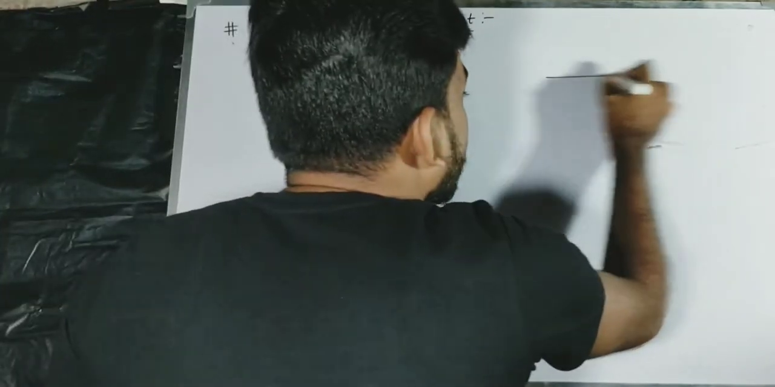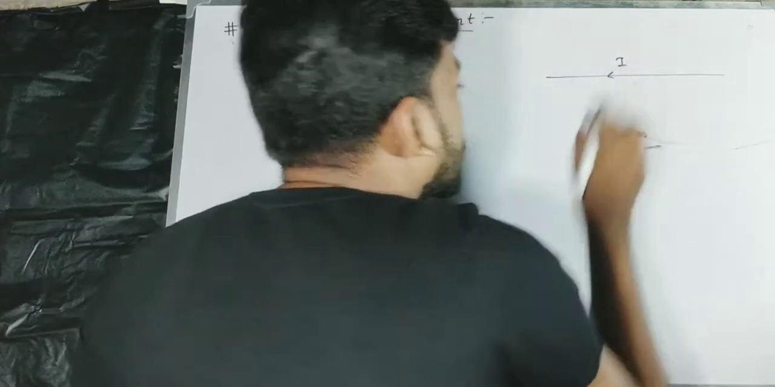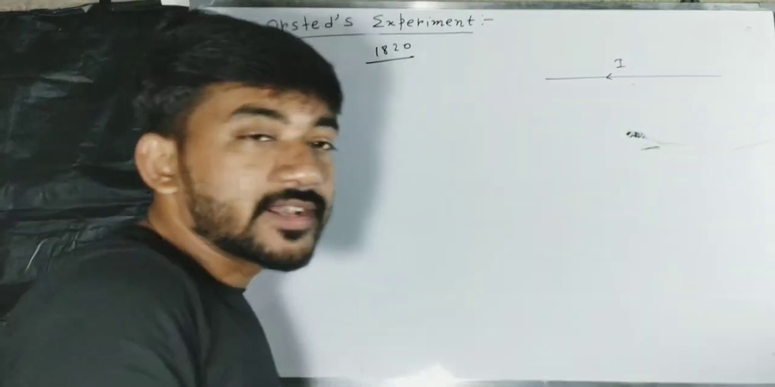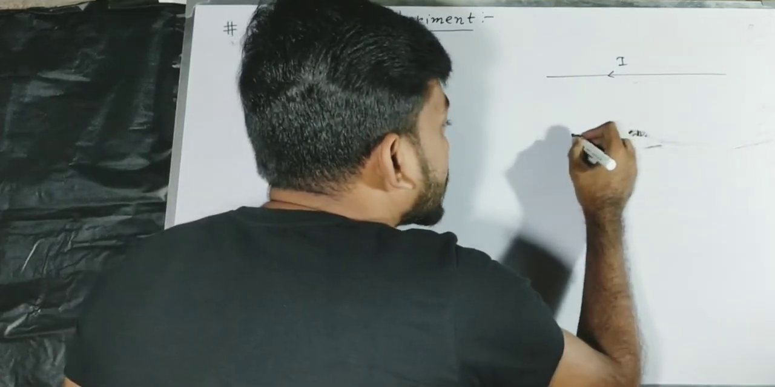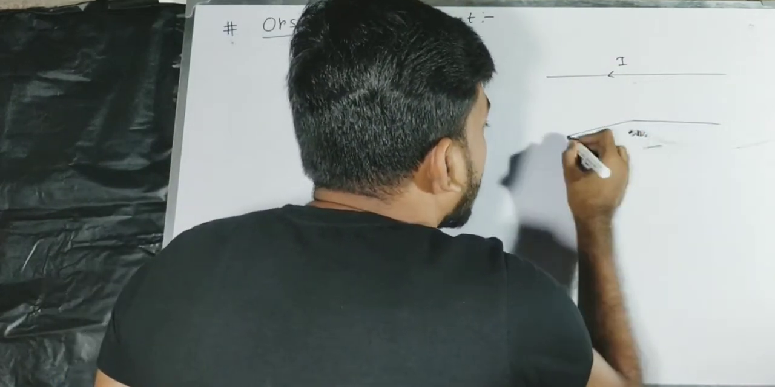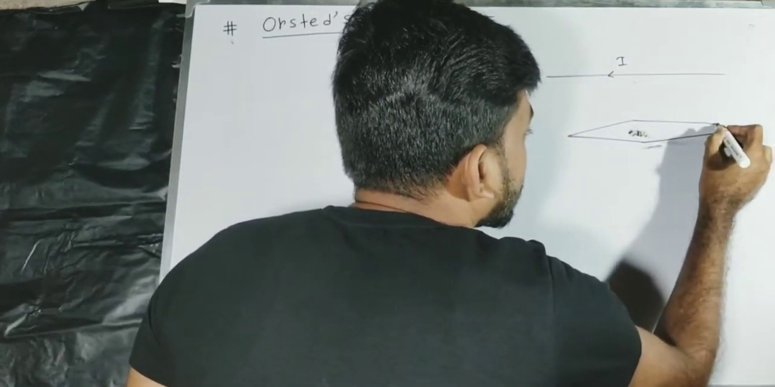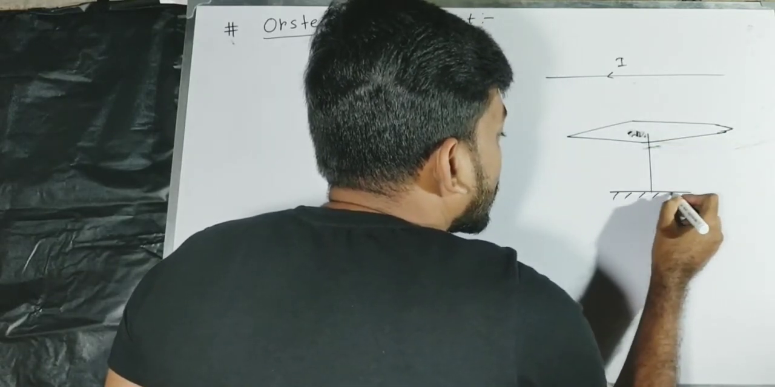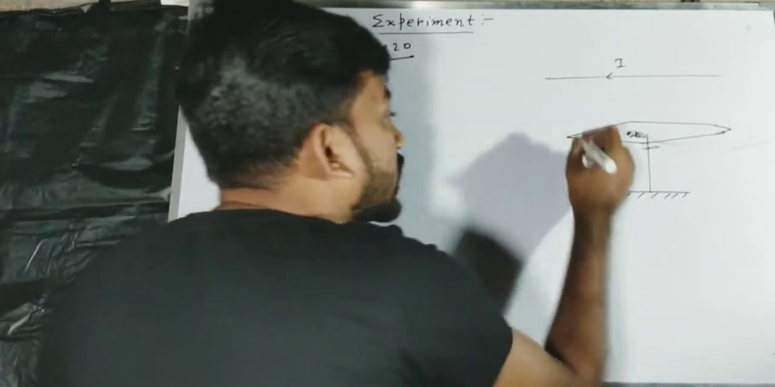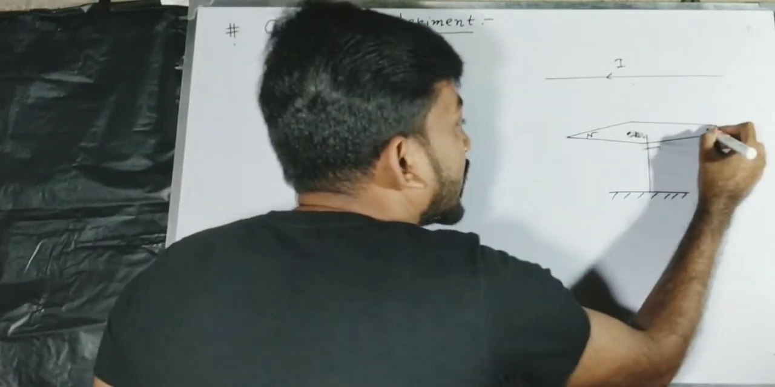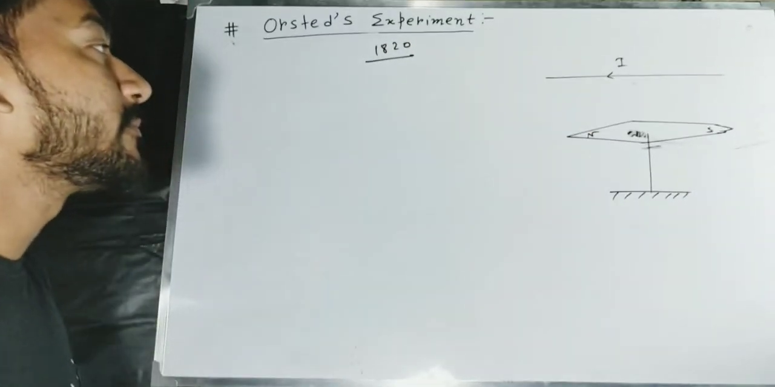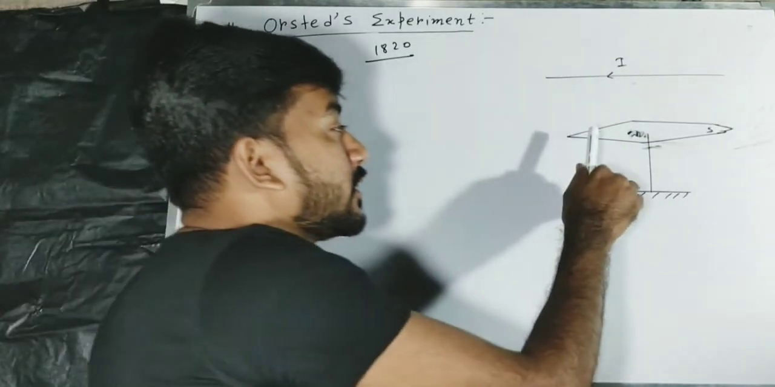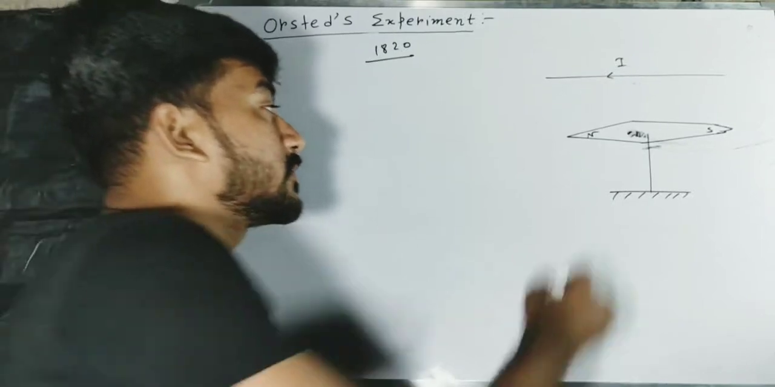Here is a current carrying conductor through which current I is flowing. Under this current carrying conductor, let me place a magnetic needle like this. This is the N pole of the magnetic needle, and this is the S pole. Now when the current is flowing through the conductor, the magnetic needle will deflect like this.